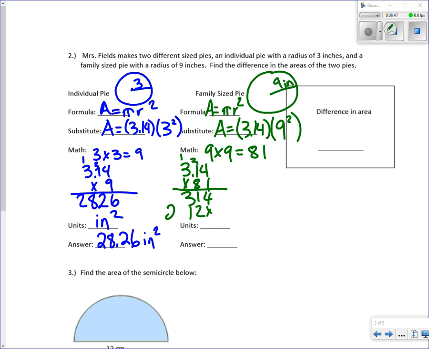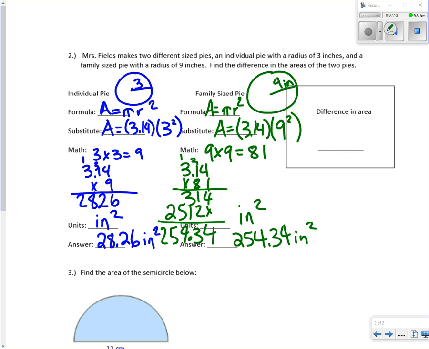Good thing I have different colors because I'm running into each other. I have 2 decimal places. My units are inches squared. My answer is 254 and 34 hundredths inches squared for my family pie.